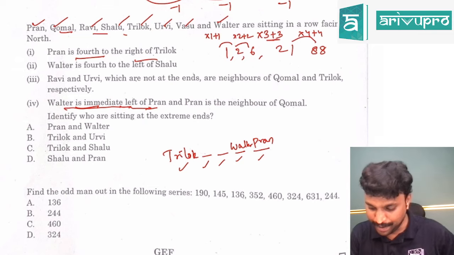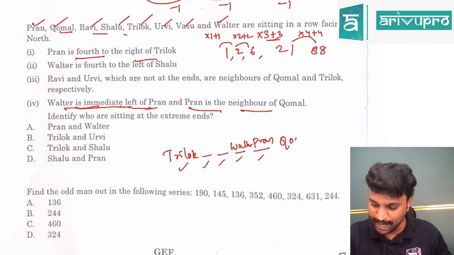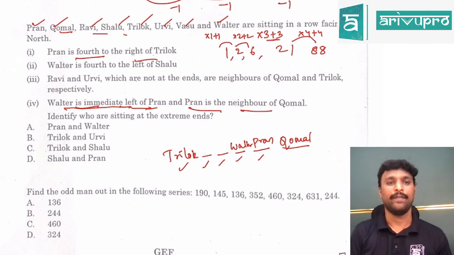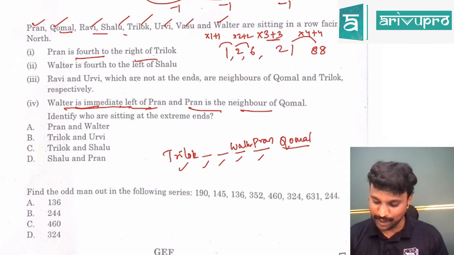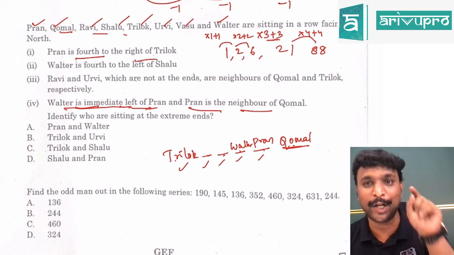Correct? And Pran is neighbor of Komal. Definitely left neighbor of Pran is Walter. So Komal should be right of Pran. Yes or no? Now, so how many positions we have marked? 1, 2, 3, 4, 5, 6. 6 positions we have marked, and 2 more positions are yet to be marked.